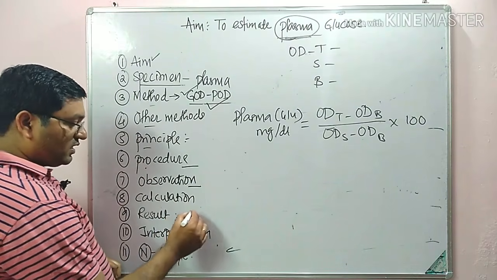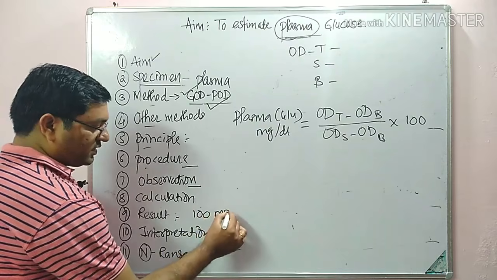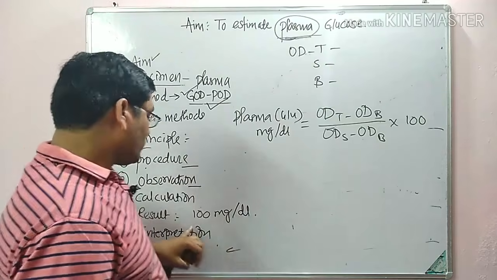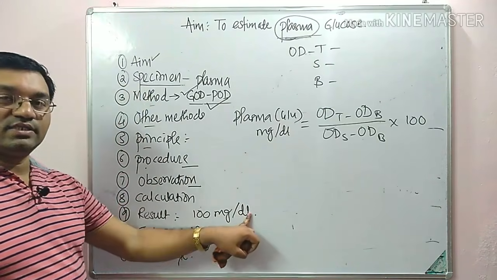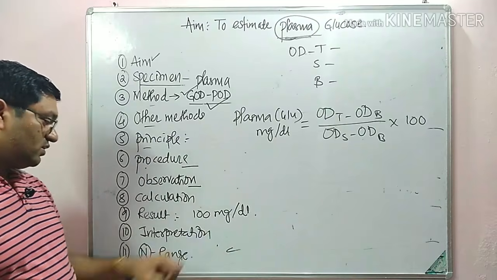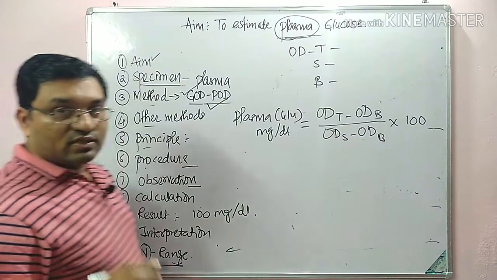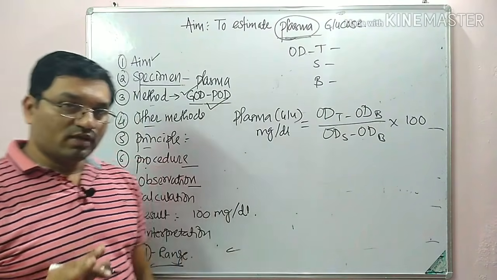Suppose the result is 100 milligram per deciliter. The result will be: the plasma glucose was found out to be 100 milligram per deciliter. This is your result. Now normal range, then we will see the interpretation. There are three types of sample.